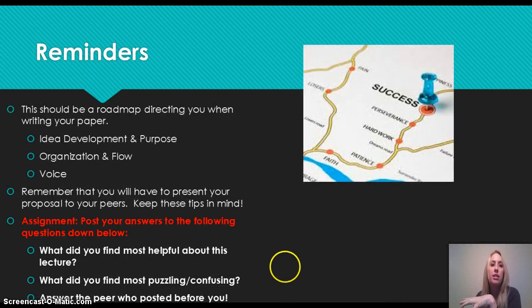So keep these things in mind. This should be a roadmap that directs you when you're writing your paper. So once you're done with the proposal, you propose it to me, you propose it to your classmates, this should give you an idea for how you're going to develop your actual thoughts and the content of your paper and the purpose of what it's going to look like. It should give you an idea of the organization and flow that your paper is going to take, and it should give you an idea of what your own voices as a partnership will sound like. Something that we've been working on this semester is coming up with your own voices. I know I've written that a lot in your papers, and this will be an interesting opportunity for you to develop a kind of unique voice, because it's two to three people writing one paper. Also remember that you will have to present your proposal to your peers, so keep these things in mind.